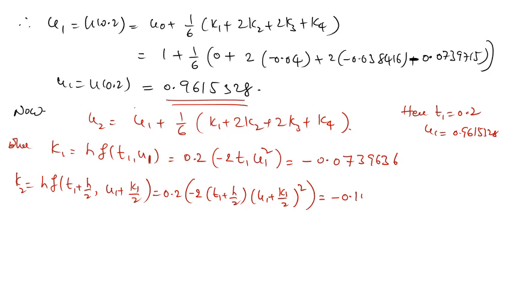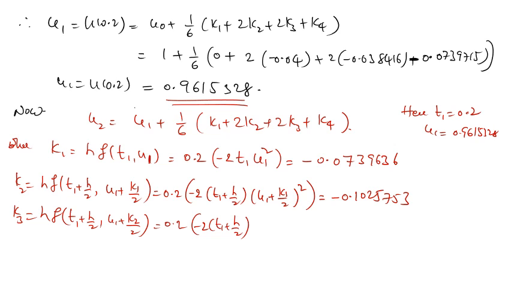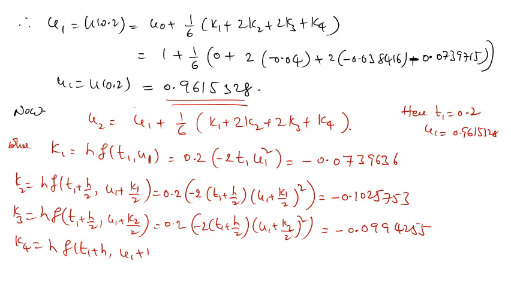After simplification, minus 0.1025753, and k3 value is h into f of t1 plus h by 2, u1 plus k2 by 2. So this is 0.2 into minus 2 t1 plus h by 2, u1 plus k2 by 2 whole square. This is equal to k3, minus 0.0994255, and k4 is h into f of t1 plus h, u1 plus k3. So 0.2 into minus 2 t1 plus h, u1 plus k3 whole square. This value is minus 0.1189166. And the last, therefore, u2 equal to u1 plus 1 by 6 of k1 plus 2k2 plus 2k3 plus k4.